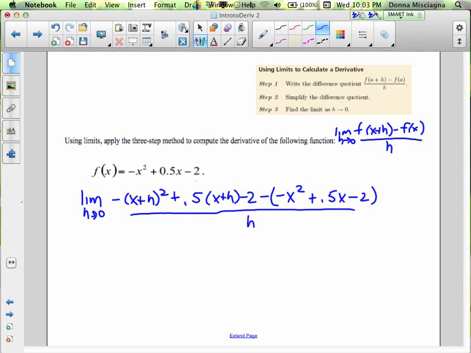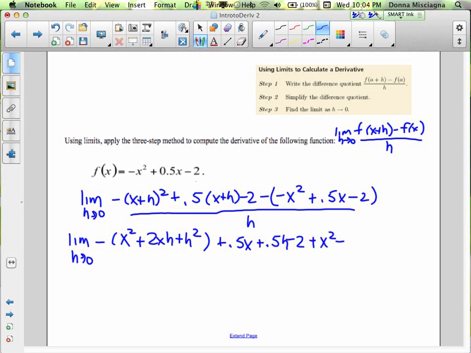If you can remember, the rule for squaring makes that easier. The limit as h approaches 0, the negative gets distributed last. So this would be (x plus h) squared, which would be x squared plus 2xh plus h squared. That's what it would be squared. And then we'll distribute that 0.5, and we have plus 0.5x plus 0.5h minus 2, and then we'll distribute the negative. So then we have plus x squared minus 0.5x plus 2. And now we need to distribute that negative, all over h.